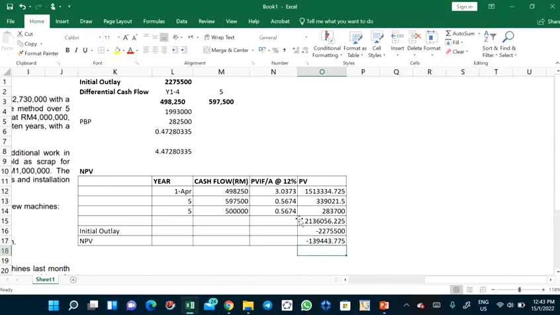Okay, so inilah NPV kita. Since our NPV is negative, so we advise the company to reject this project. Why? Because the NPV is negative.